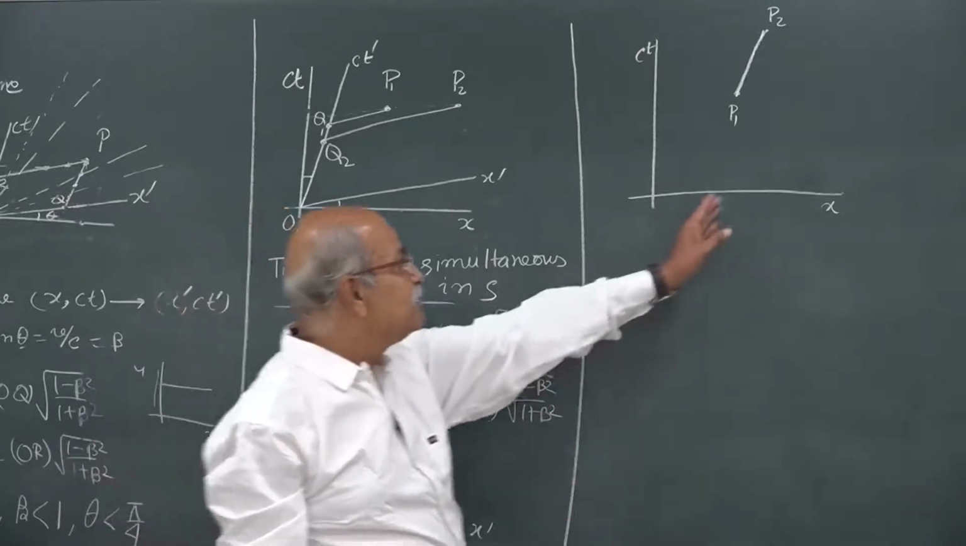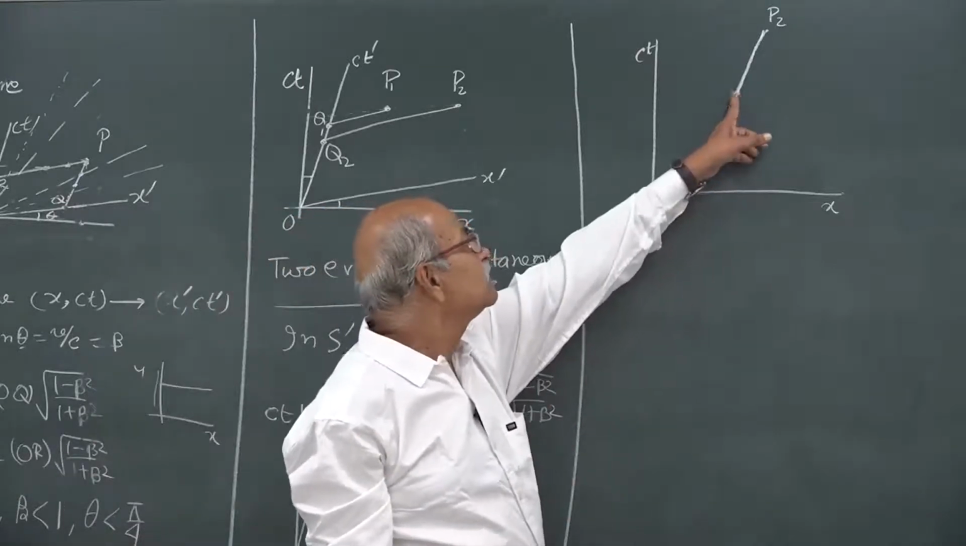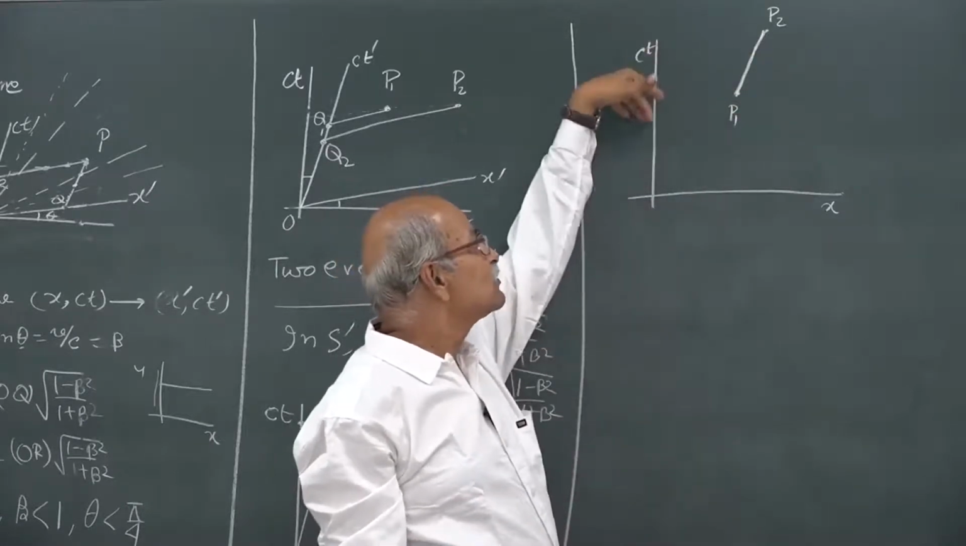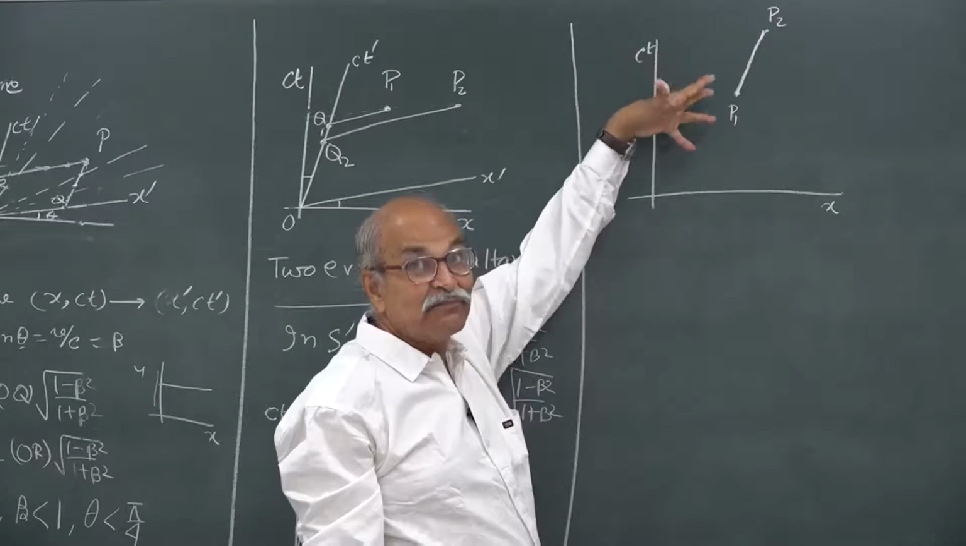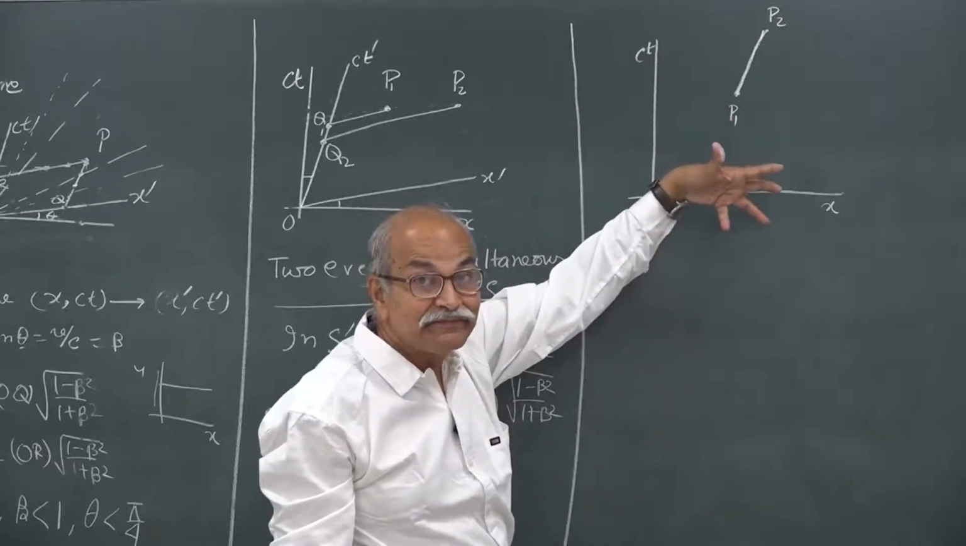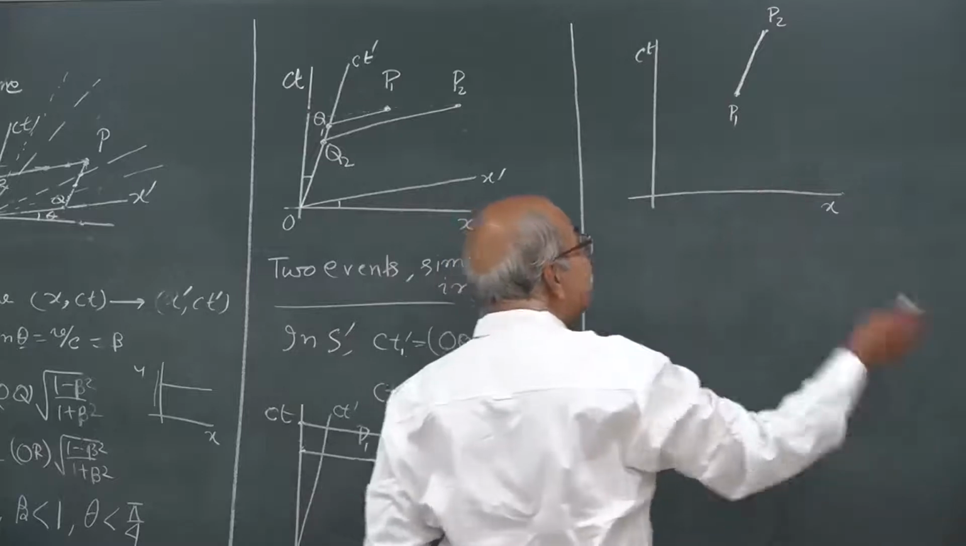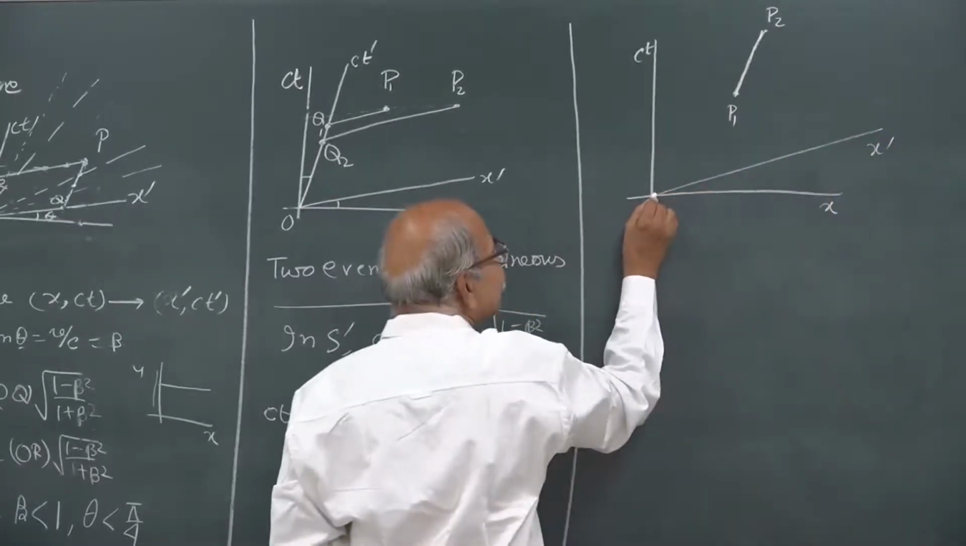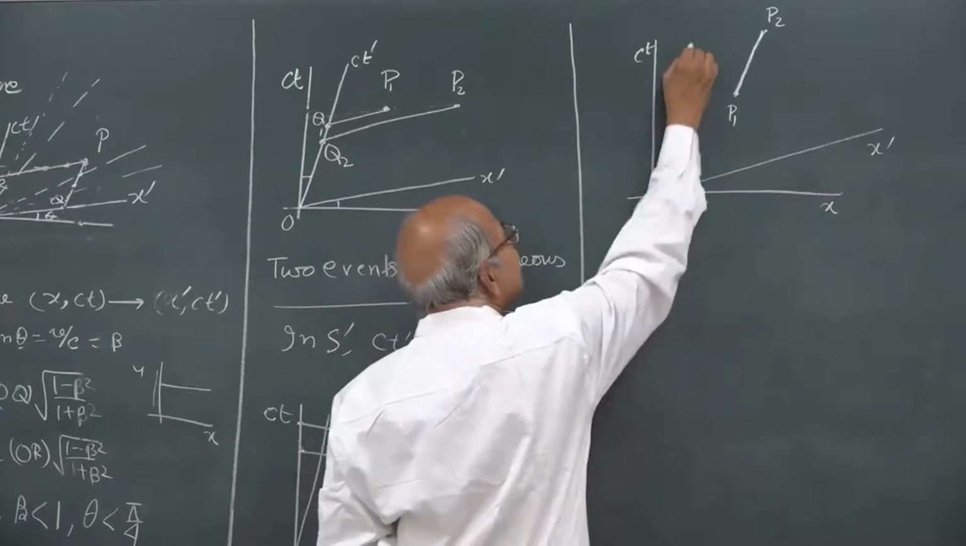So, in this S frame, definitely no. P1, this is Ct, P2, that is Ct. So, T1 is not equal to T2, they are not simultaneous. But can I find a frame? If I go to any S prime frame, it will be like this: S prime here, X prime, and Ct prime here.